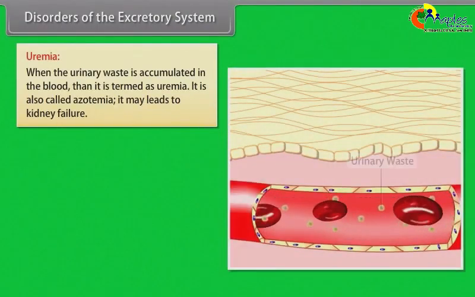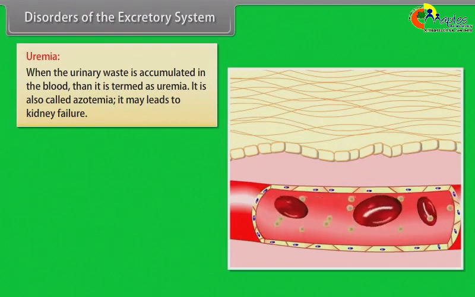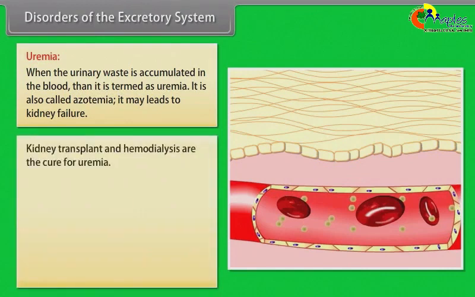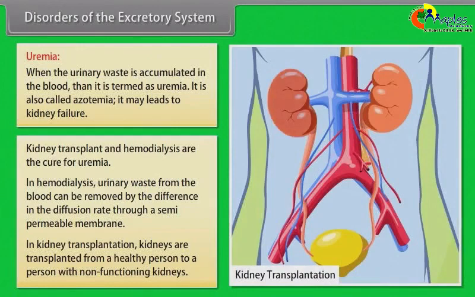Disorders of the excretory system. Uremia. When urinary waste accumulates in the blood, it is termed uremia. It is also called azotemia. It may lead to kidney failure. Kidney transplant and hemodialysis are the cure for uremia. In hemodialysis, urinary waste from the blood is removed by the difference in diffusion rate through a semi-permeable membrane. In kidney transplantation, kidneys are transplanted from a healthy person to a person with non-functioning kidneys.